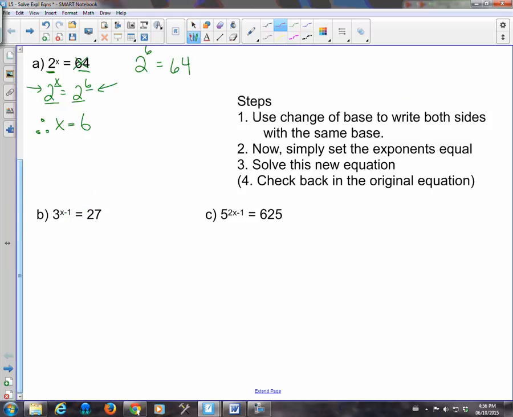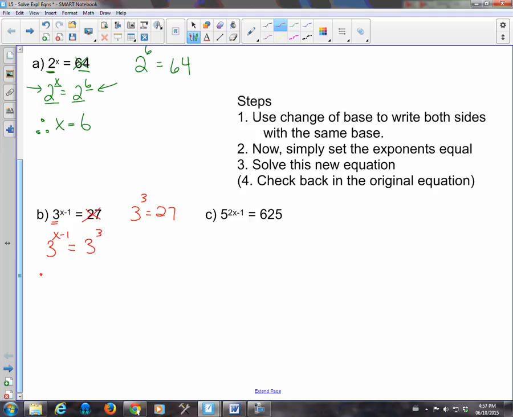So same base is the key to an exponential equation. It always will give you a hint. So if that's 3, I want to change 27 to a power of 3. And I know 3 to the 3 is 27. So I've got 3 to the x minus 1 equals, and I get rid of the 27 and put 3 to the 3.